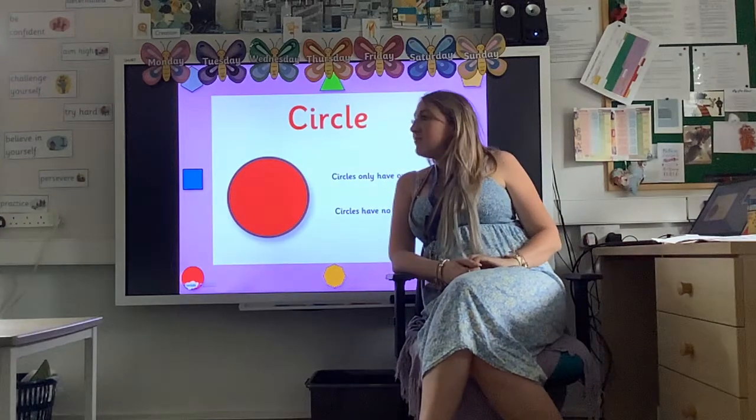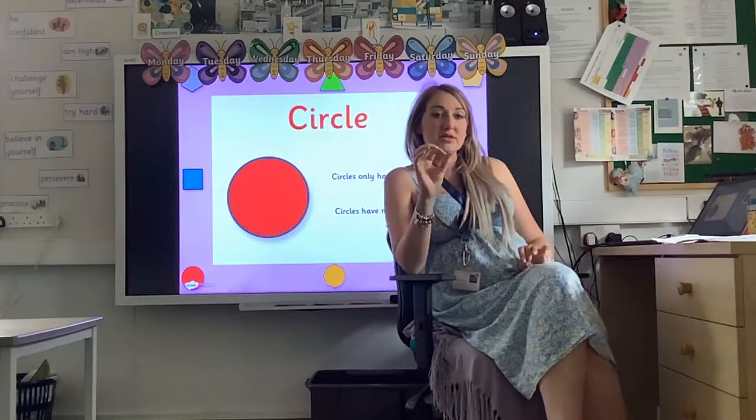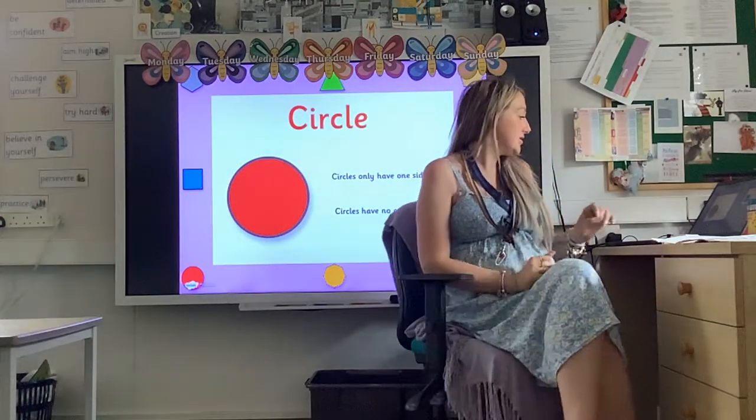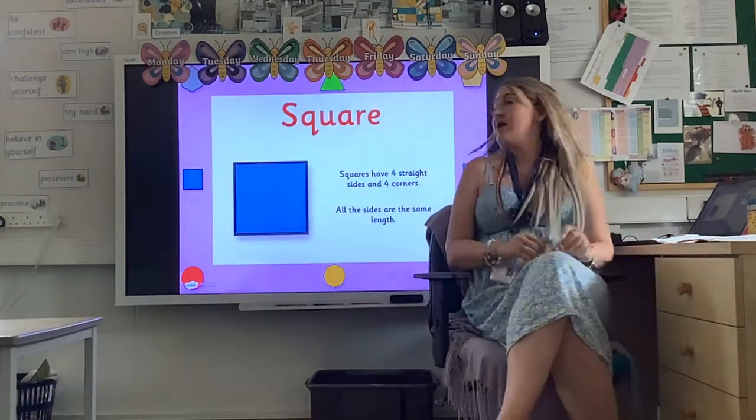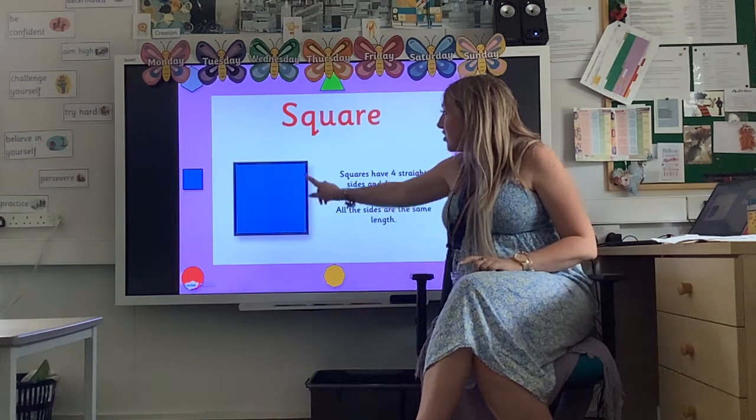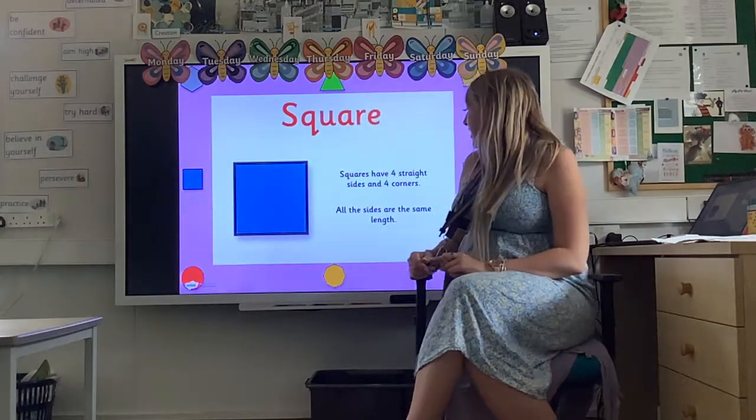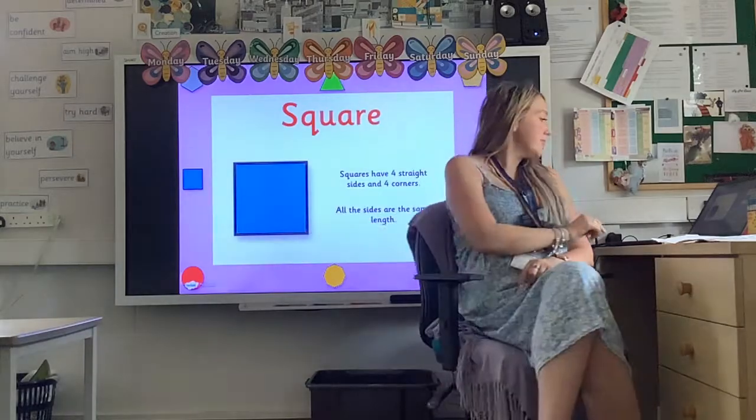I wonder if you managed to get a circle. Now a circle only has one side around here and it's got no corners. A square has 4 straight sides and 4 corners. 1, 2, 3 and 4. And all the sides are exactly the same length.